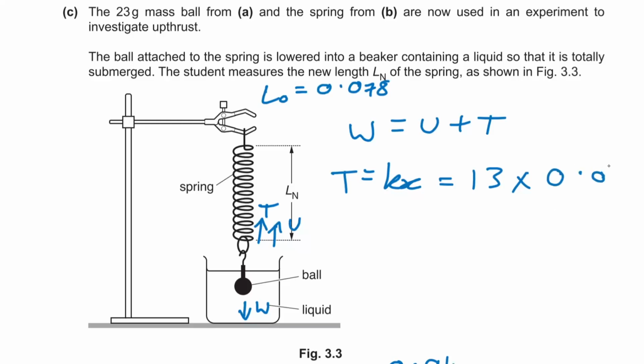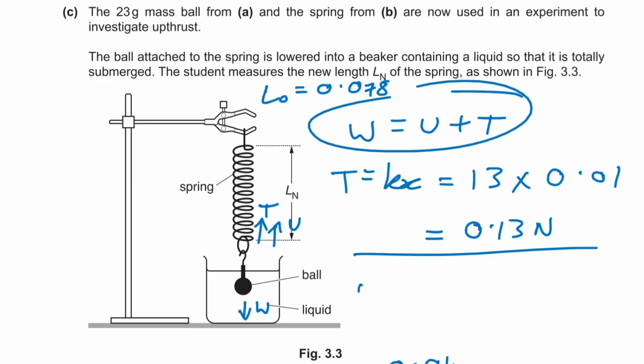So times that by 0.01, and that gives us 0.13 newtons. We're looking for upthrust though, so let's rearrange this equation here. Upthrust is equal to weight minus that tension, so that's going to be equal to our weight, which is mg, minus the tension.